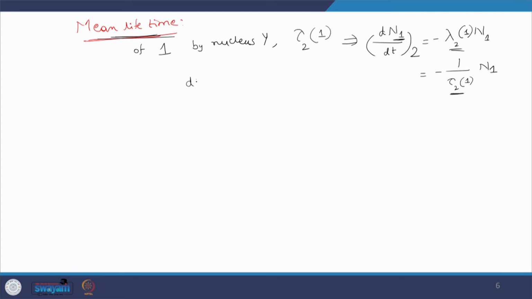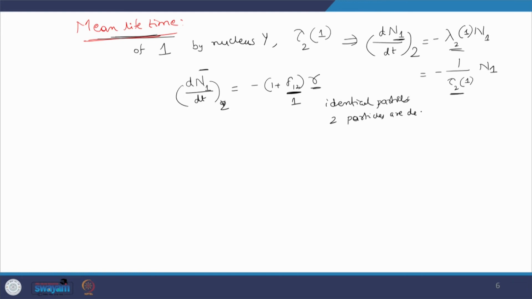Alternatively, I can write this dn1 by dt, when it is interacting with type 2, as minus (1 plus delta 1 2) times the reaction rate R. So, the change in abundance of n1 is related to the total reaction rate R by this relationship. Why do we need to take this delta 1 2? Because for identical particles, two particles are destroyed. And this has value 1 for identical and 0 for non-identical nature.